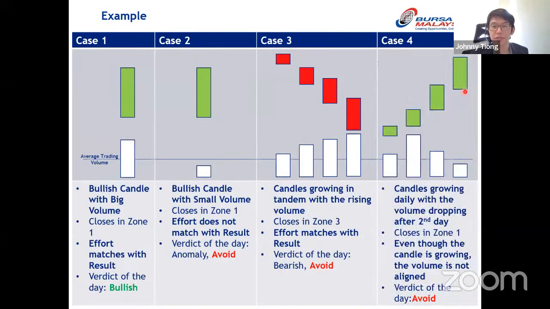Again, there's a series of volume and also candles. There are 4 candles and 4 volumes. We can see that the candles are growing daily, meaning the gap is getting bigger and bigger, with the volume dropping after the second day. You see the volume here is a lot above the trading volume, and the second day is the highest, and then on the third day the volume suddenly falls down. But the candles are going higher and higher.